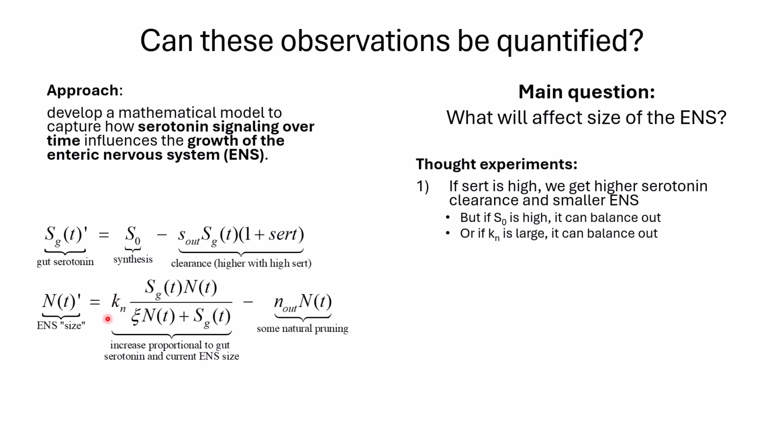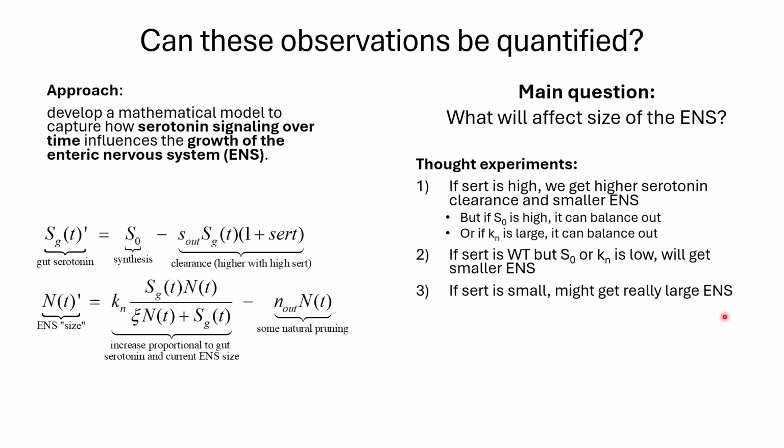Or if I have this parameter of increase of the enteric nervous system proportional to the serotonin that we have, well, if this is large, then maybe we can do a lot with even the limited serotonin that we have floating around. If SERT is wild type, but for example S0 or these guys are low, then we will get a smaller ENS. So yes, maybe this is still whatever is called the normal expression, but if these things are not compensating or balancing them out, then we might still get a smaller enteric nervous system.